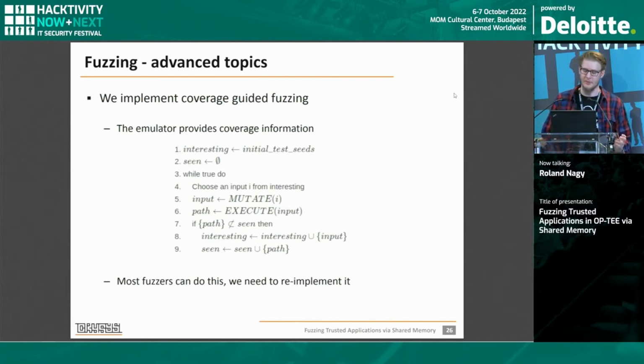Most fuzzers, by default, know how to do this, but due to our special needs at input generation, we had to implement this for ourselves, which we could do, and which we did, except for one small detail. We still need to choose a strategy about how to choose an input from the queue of the interesting ones.